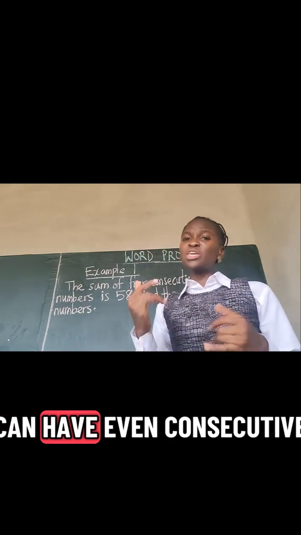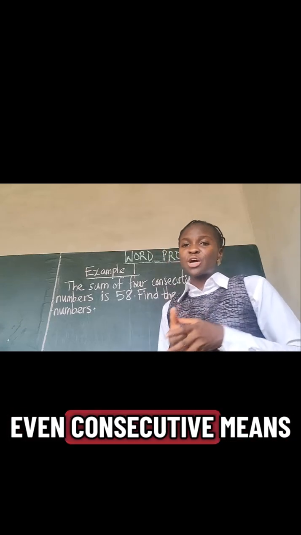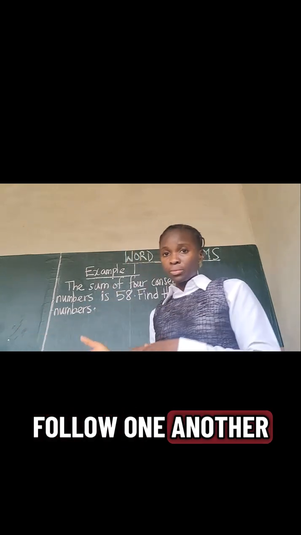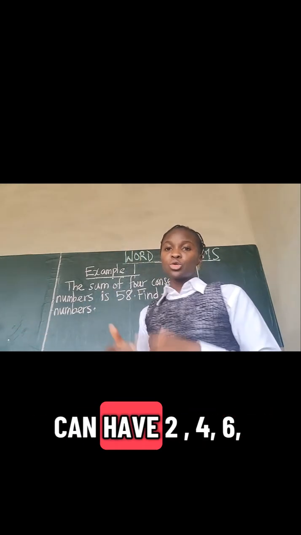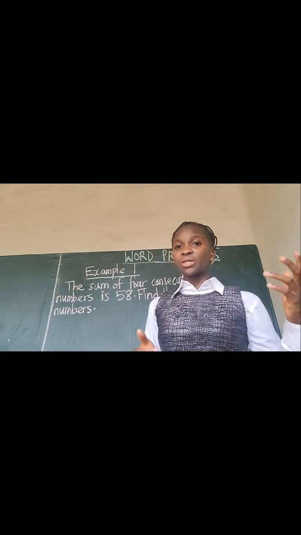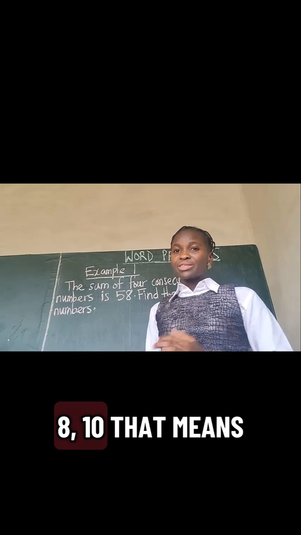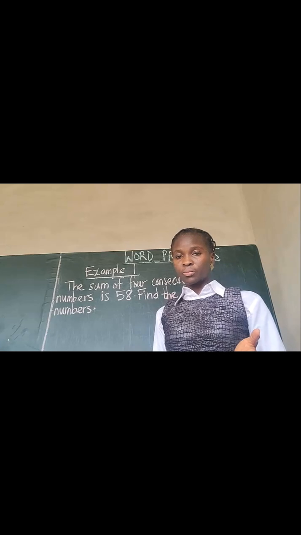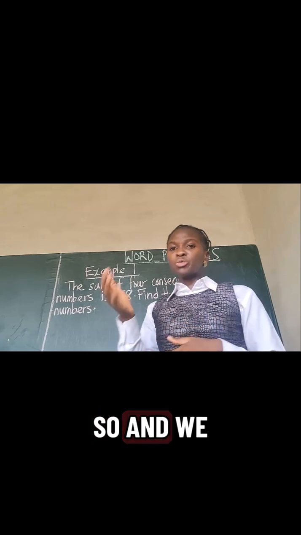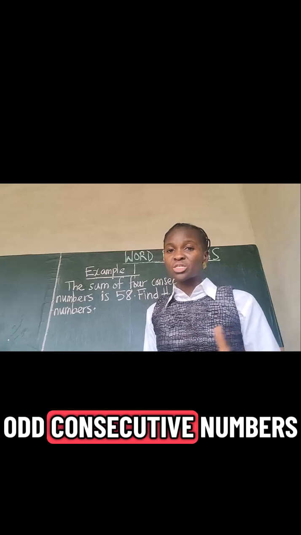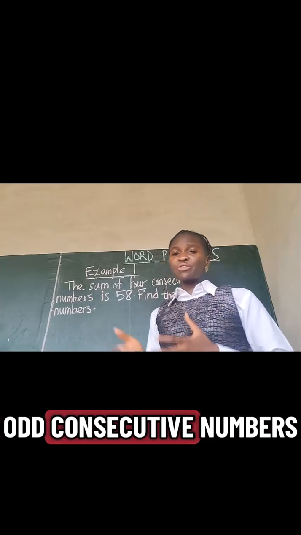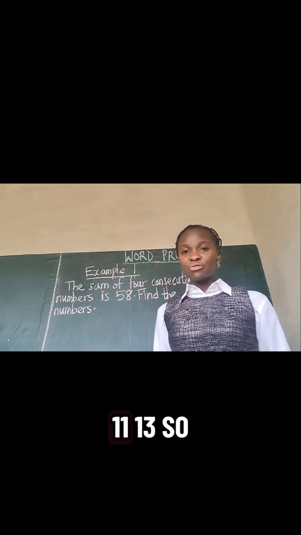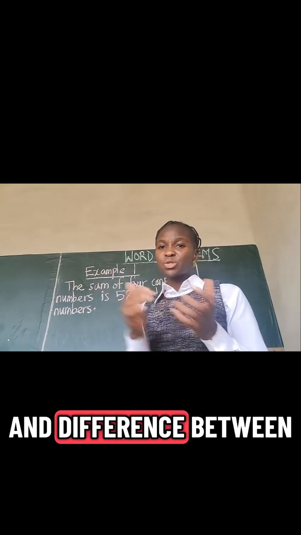Now we can have even consecutive. Even consecutive means even numbers that follow one another. Now what does that mean? You can have 2, 4, 6, 8, 10. That means the difference between one number and the other is 2. And we can also have odd consecutive numbers. Odd consecutive numbers are 7, 9, 11, 13. And the difference between them is 2.